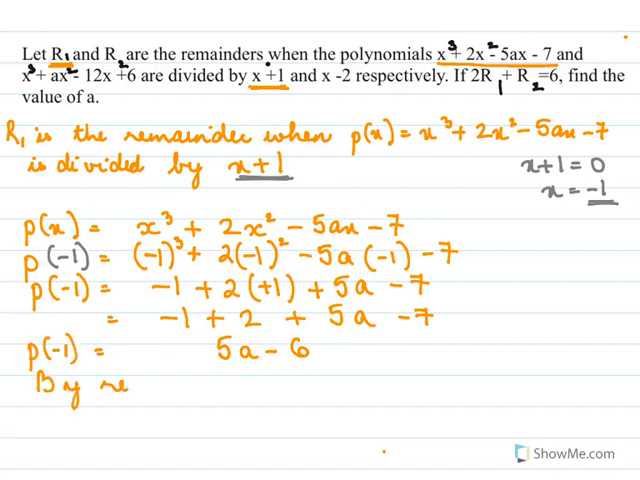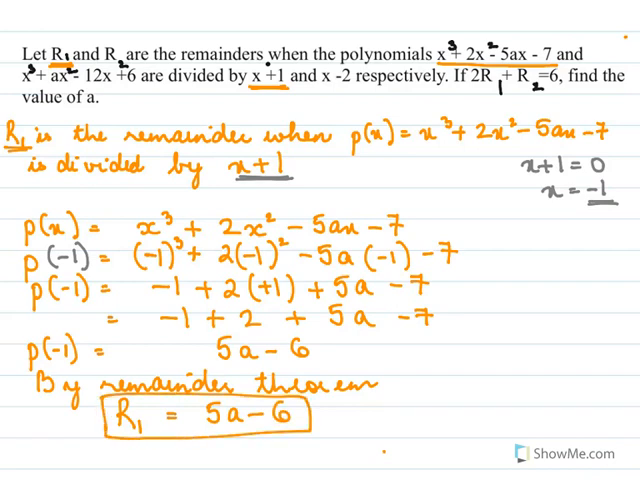But by remainder theorem, we said the remainder was R1. So I can say R1 equal to 5a minus 6. This is one piece of information that we will need to use later. Now for the next part of the sum, we have to find out what is R2. R2 is when this polynomial is divided by x minus 2. So let's find out the remainder when the polynomial is divided by x minus 2.